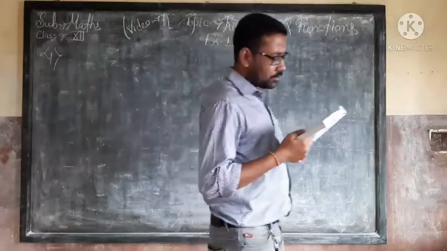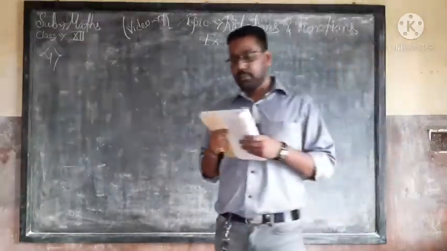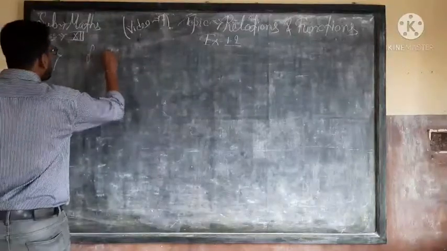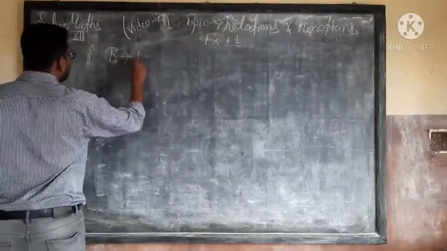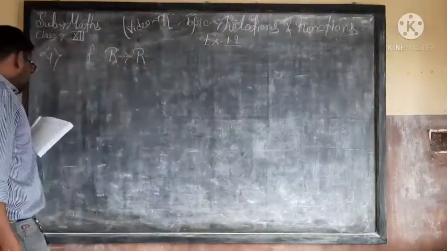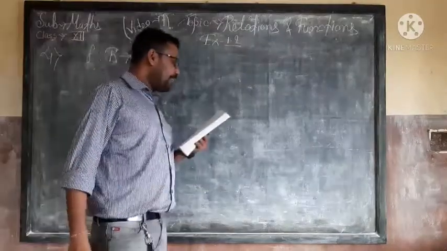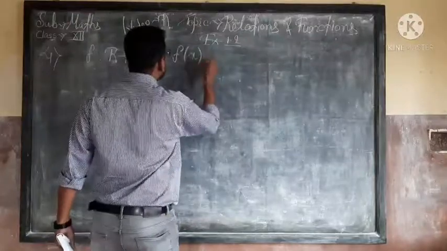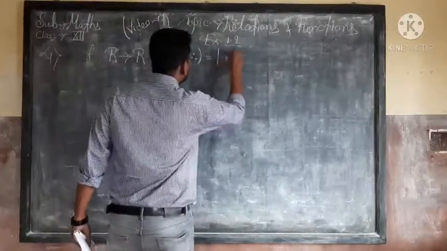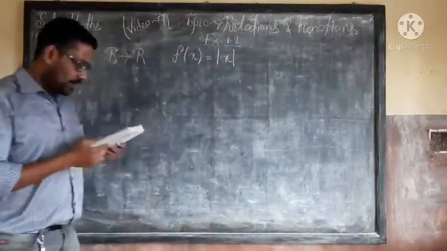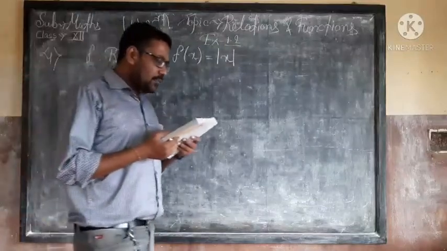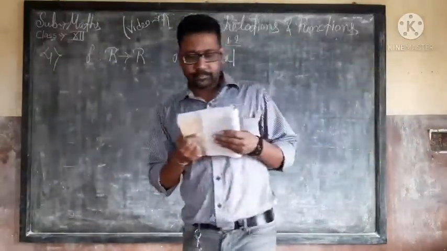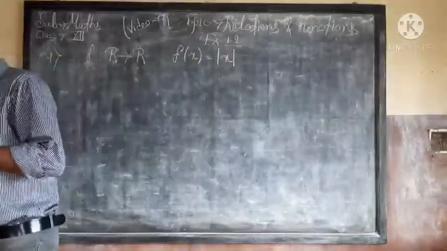Show that the modulus function f from R to R, that is real number to real number, and given by the definition of f(x), we already know the modulus function definition, is neither one-one nor onto.